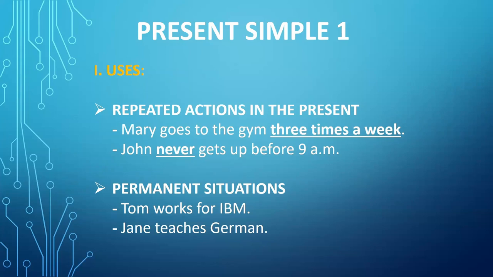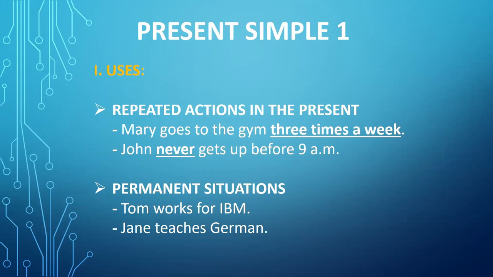For example, Mary goes to the gym three times a week. Three times a week, it means how often she goes to the gym. And the second sentence is John never gets up before 9 o'clock. So we use present simple when we want to talk about regularly repeated actions in the present.